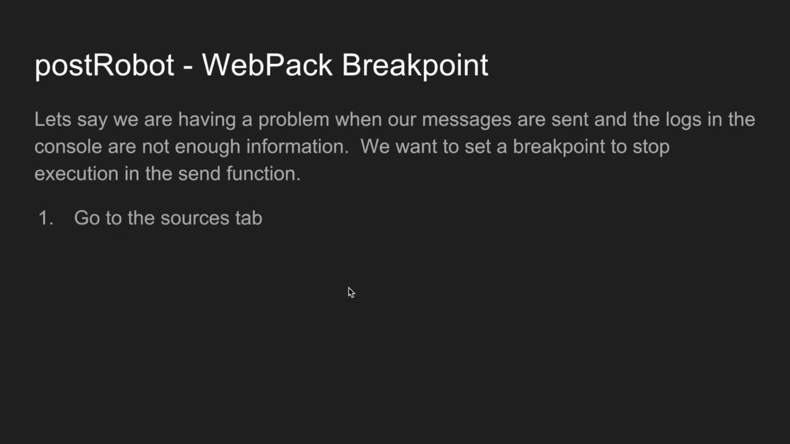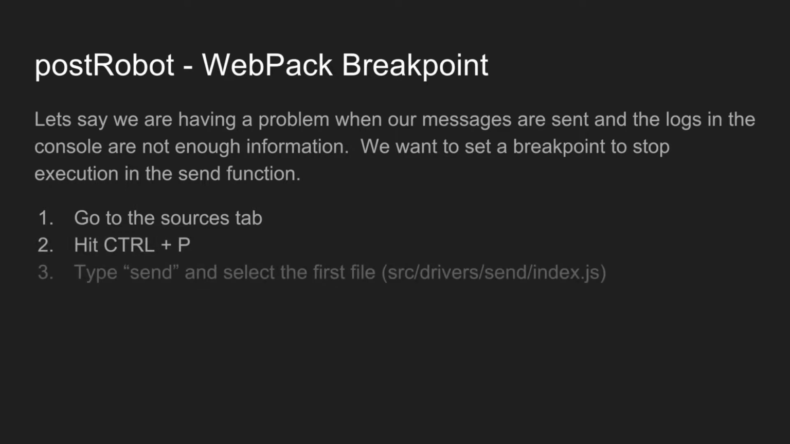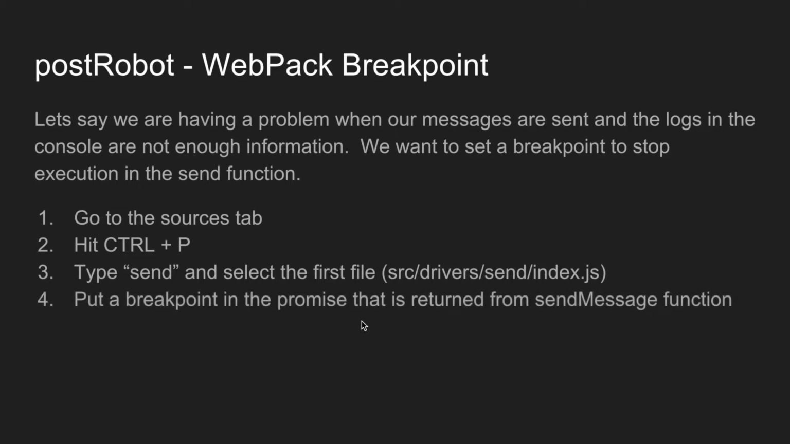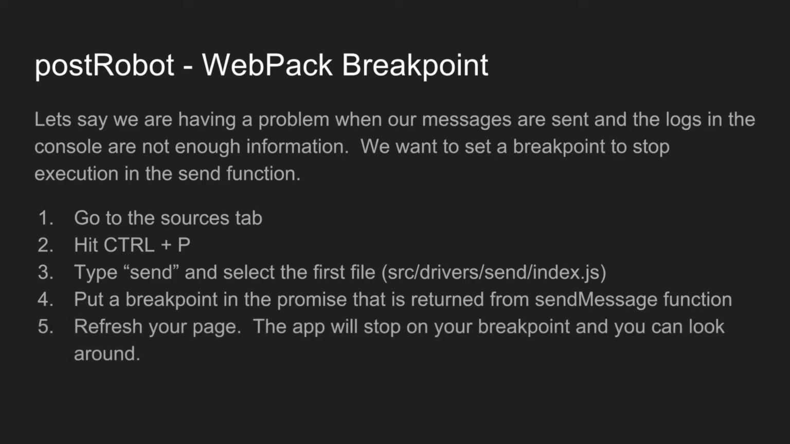So how we're going to do this, we're going to go to the Sources tab. We're going to hit Control P, or Command P if you're on a Mac. We're going to type send and select the first file, which is source drivers send index.js. And we're going to put a breakpoint in the promise that is returned from the send message function. And then we're going to refresh our page, and our app should stop at the breakpoint, and we can actually look around. So I'm going to do that now.